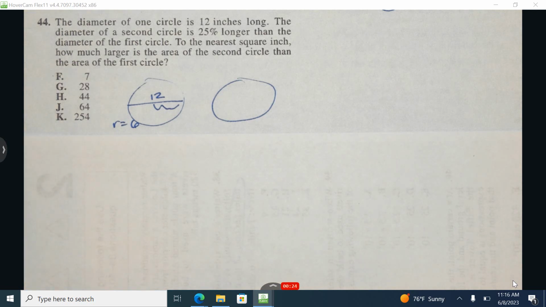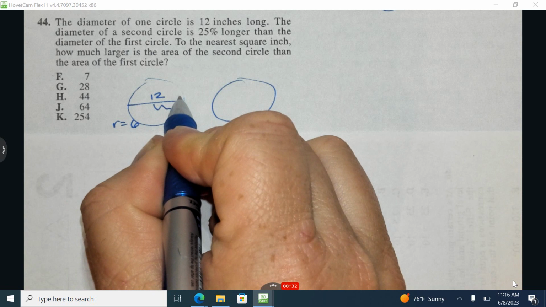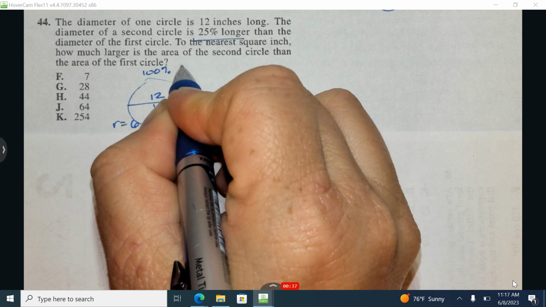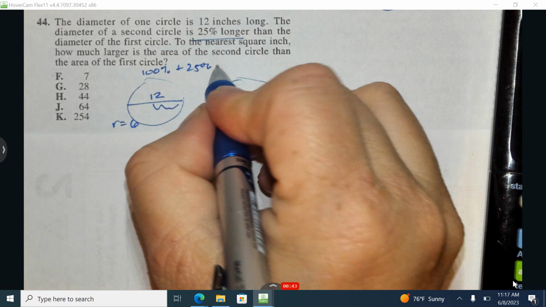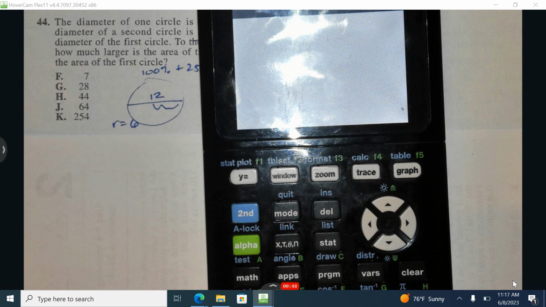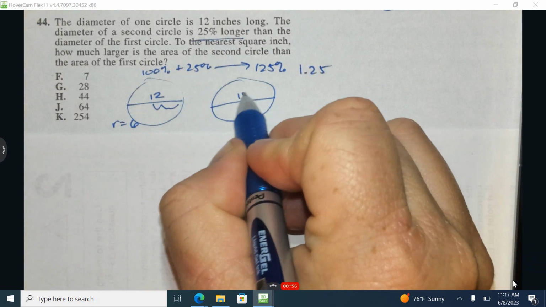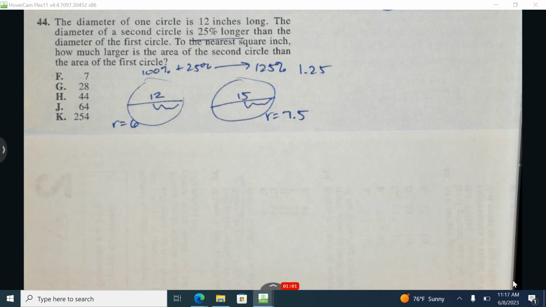Now it says the second circle has a diameter that is 25% longer. So we're going to take 100% of the diameter of the first circle, and we're going to add an additional 25%. 100% would be this original, plus an additional 25% to create a longer diameter. So when I write 125% as a decimal, it's 1.25. I'm taking 12 times 1.25, and now we can see the diameter is going to be 15 inches long. So what's half of 15? Half of 15, you can use a calculator if necessary, is 7.5.